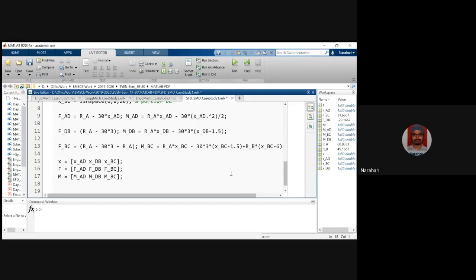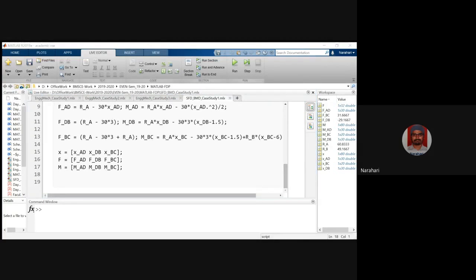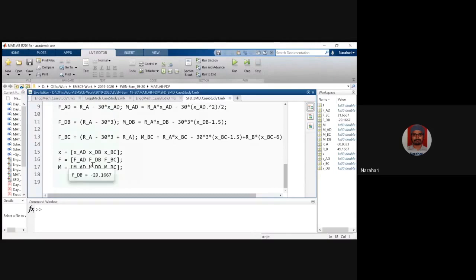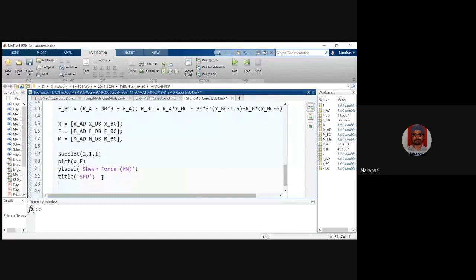Okay, you will not understand right now. If I now try to plot this SFD, this is the calculation. What I have done is I have calculated shear force for AD portion separately, DB portion separately, BC portion separately, and similarly for moments I have done. I have now combined them. Now I want to plot this particular thing. I'll just show you SFD because there is one error that is going to come which I want to highlight here. Please observe.